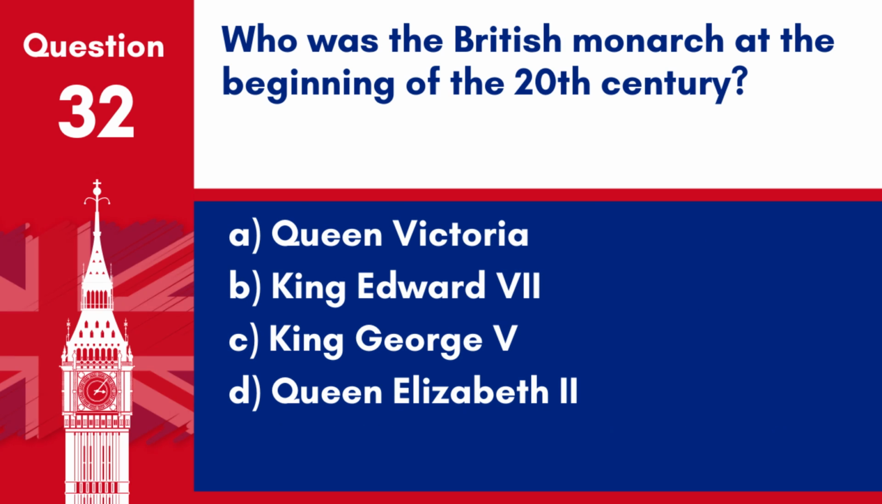Question 32. Who was the British monarch at the beginning of the 20th century? A. Queen Victoria. B. King Edward VII. C. King George V. D. Queen Elizabeth II. Answer. B. King Edward VII. King Edward VII was the British monarch at the beginning of the 20th century.